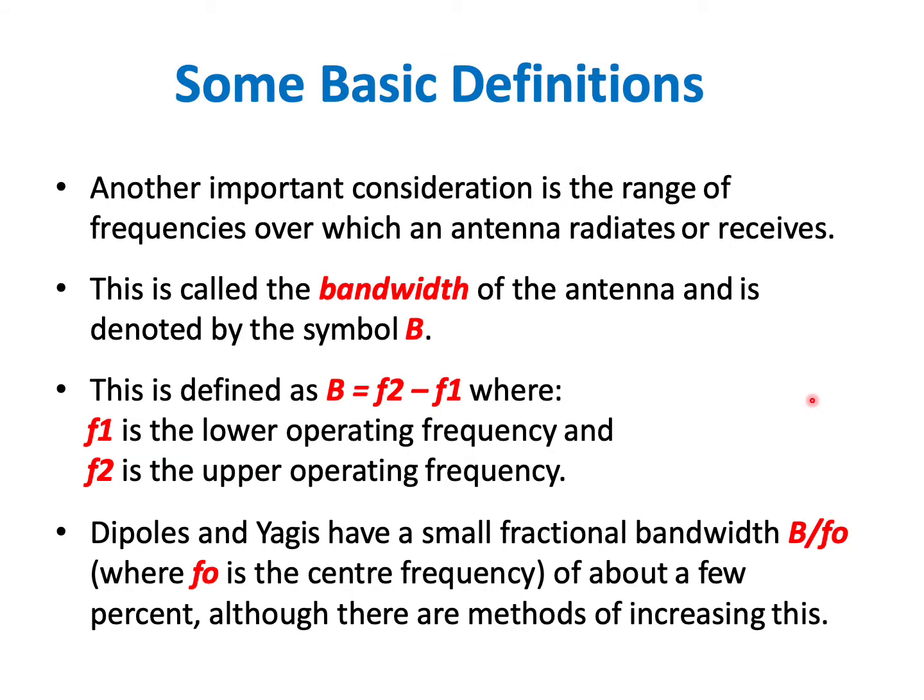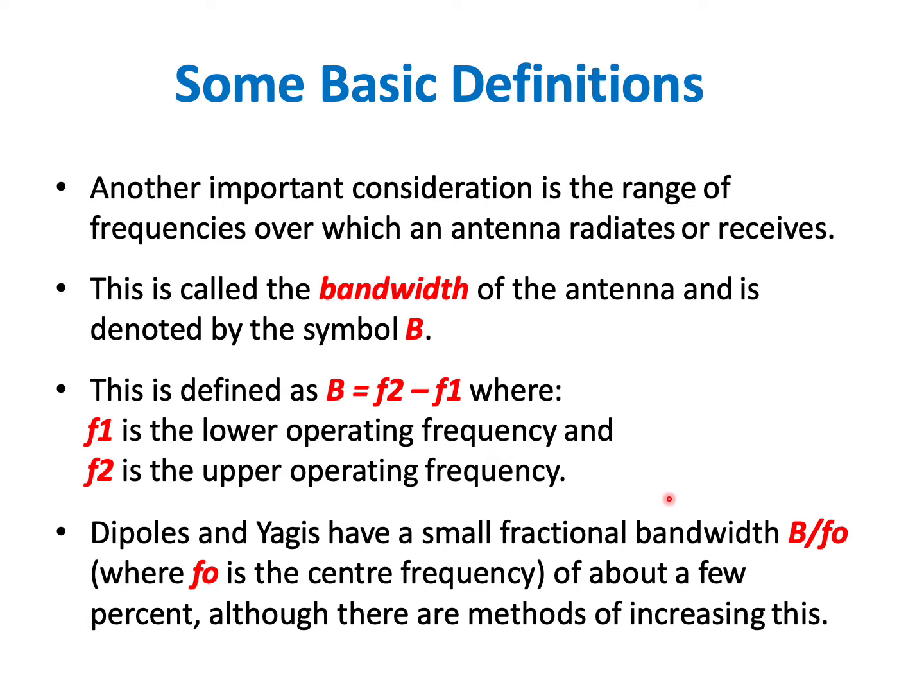Okay, so some basic definitions we need to know to talk about antennas. There's obviously a range of frequencies that antennas are sensitive over. That range of frequencies denotes the bandwidth of the antenna, which we call B. The definition of B is F2 minus F1. F2 is just the top of your operating frequency, and F1 is the bottom. So say the top of your operating frequency is 800 megahertz and the bottom is 400 megahertz; your bandwidth is 800 megahertz minus 400 megahertz, so your bandwidth is 400 megahertz.